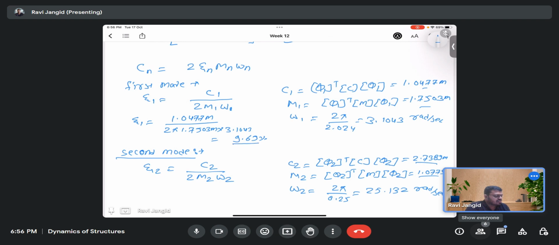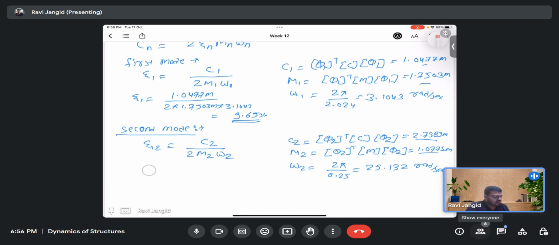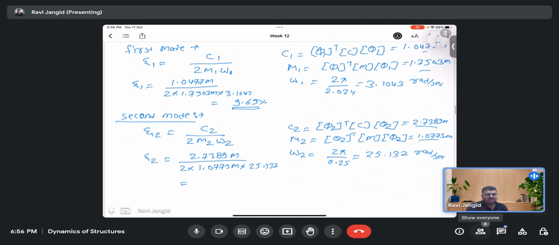So it gives me 9.65% damping. Okay, and if I calculate damping in the second mode, it would be 2.7389 M by 2 into M2, which is 1.0775 M, times 25.132. So if I calculate it, I am getting 5.06%.